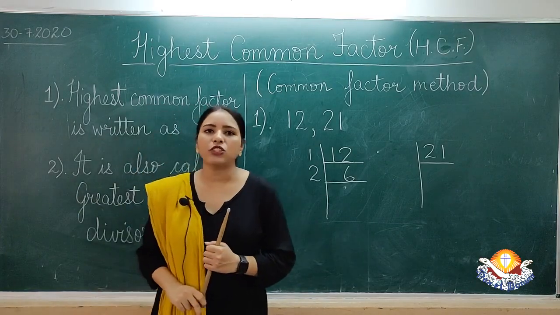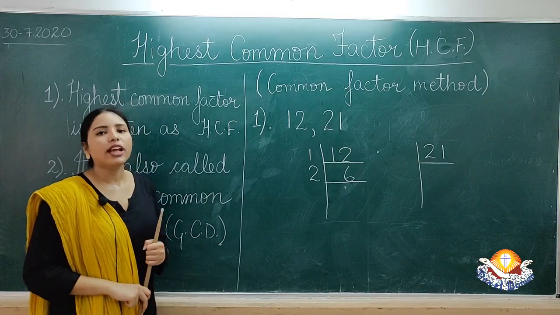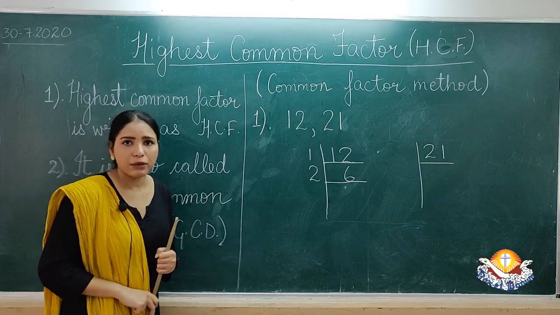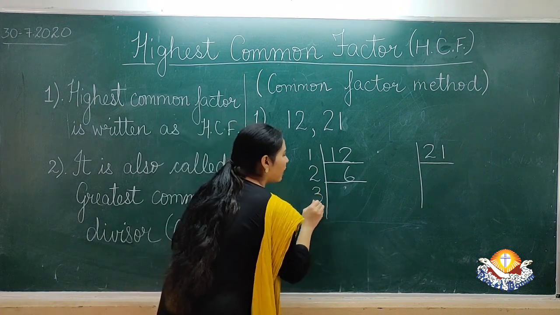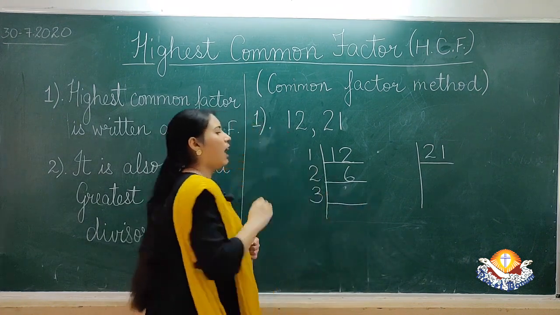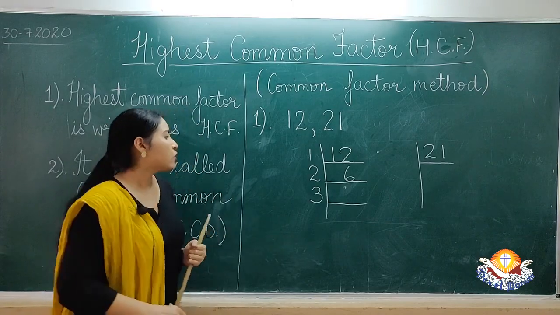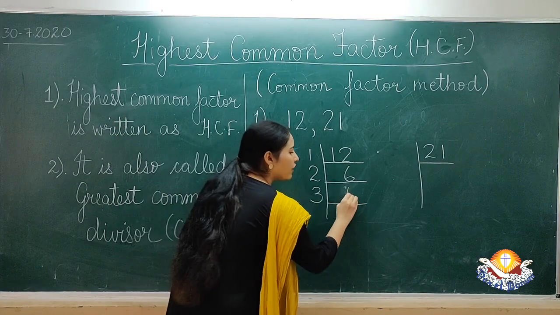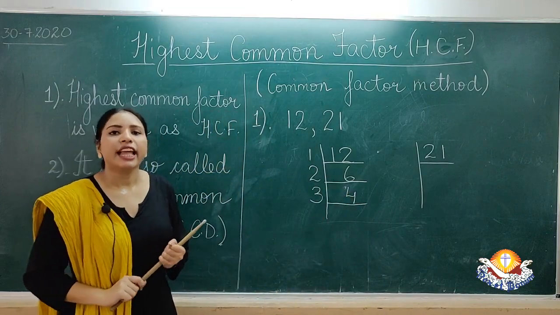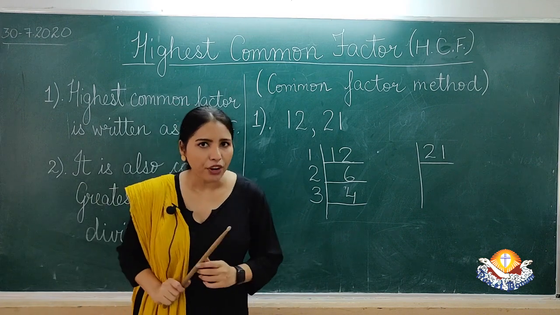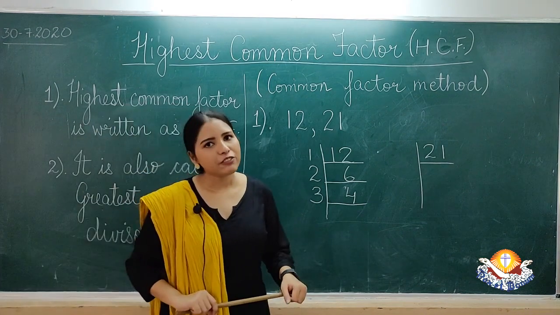Now coming on to the next number, which is 3. So again we know that 12 comes in the table of 3 as well. So we write 3 over here. And we know that 3 4s are 12. So we write 4 here on the right hand side. Now children, the next bigger number is 4. And yes, 12 comes in the table of 4 as well.